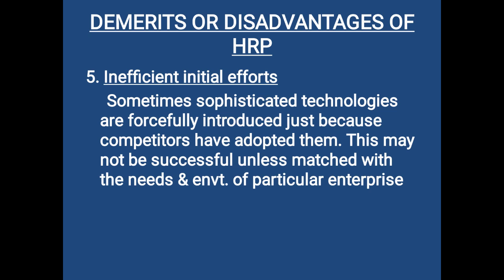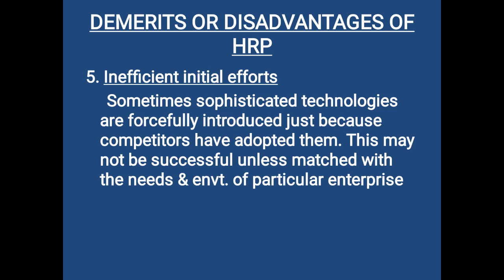Then the next one, inefficient initial efforts. Sometimes sophisticated technologies are forcefully introduced just because competitors have adopted them. Now, as we know, there is cutthroat competition in the market. Because of the competitor's strategy, the competitors might have adopted some technology for some reasons. Now we, as a competitor of that particular firm, if we don't know why they have implemented it, what is the actual strategy for which they have implemented the technology, we just know that they have implemented some technology.